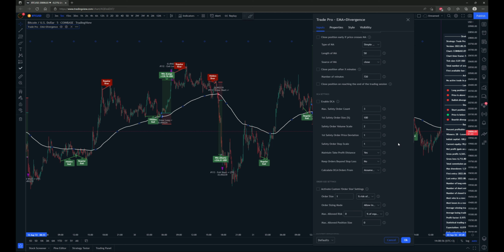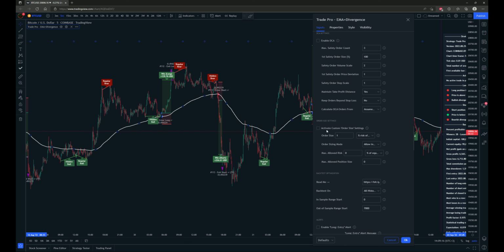Now, finally, we're almost down to the bottom here. We have the ability to enable dollar cost average entries. So if you want a multiple stage entry where it gives you a better average price and also has the potential to move the take profit target as well, then you can do that in this section if you want to enable that. There's also the ability to activate custom order size settings. So if you want to see the net profit figure if you had risked 1% of your account equity per trade, and then you do the strategy backtesting, then you can see the results based on that if you want to activate custom order size settings.